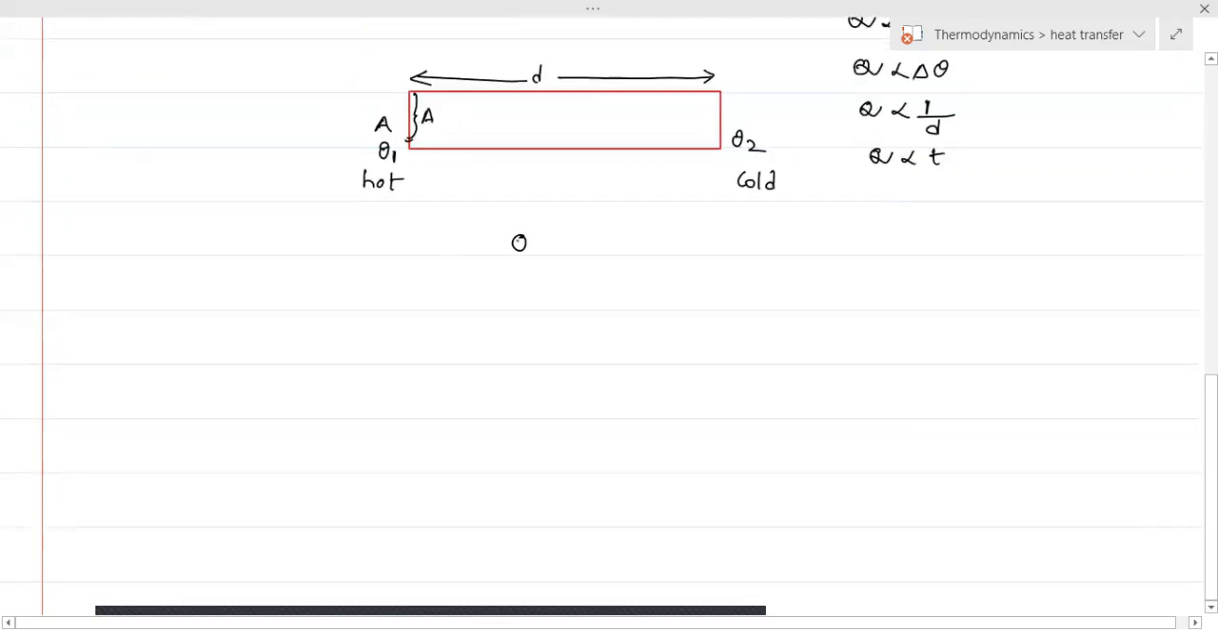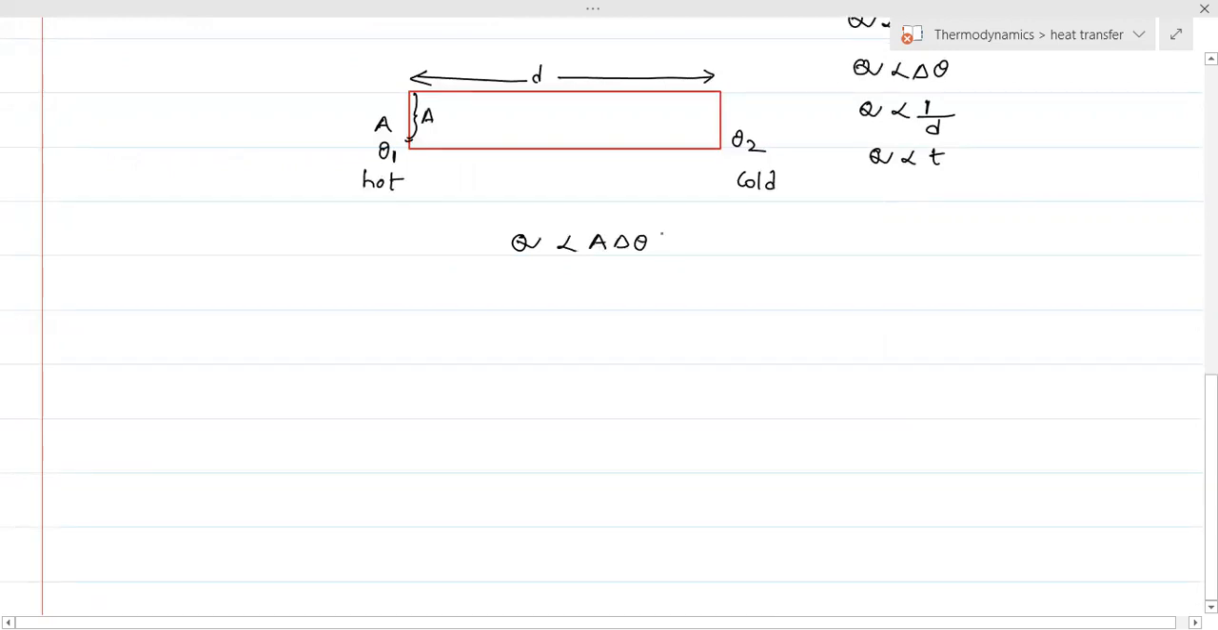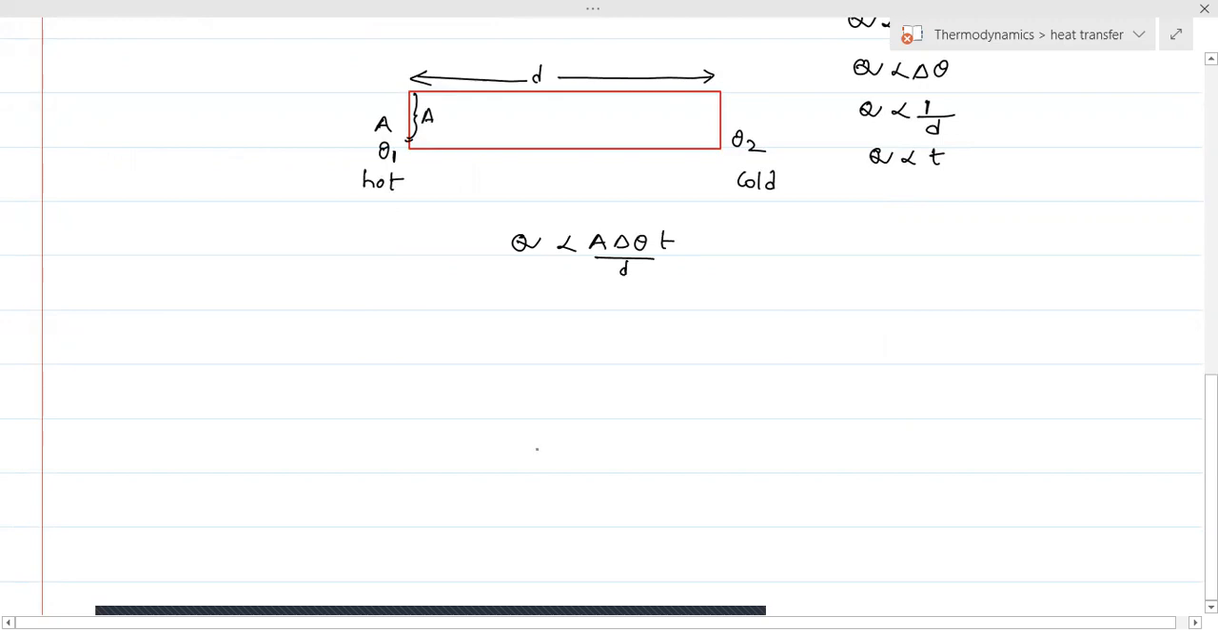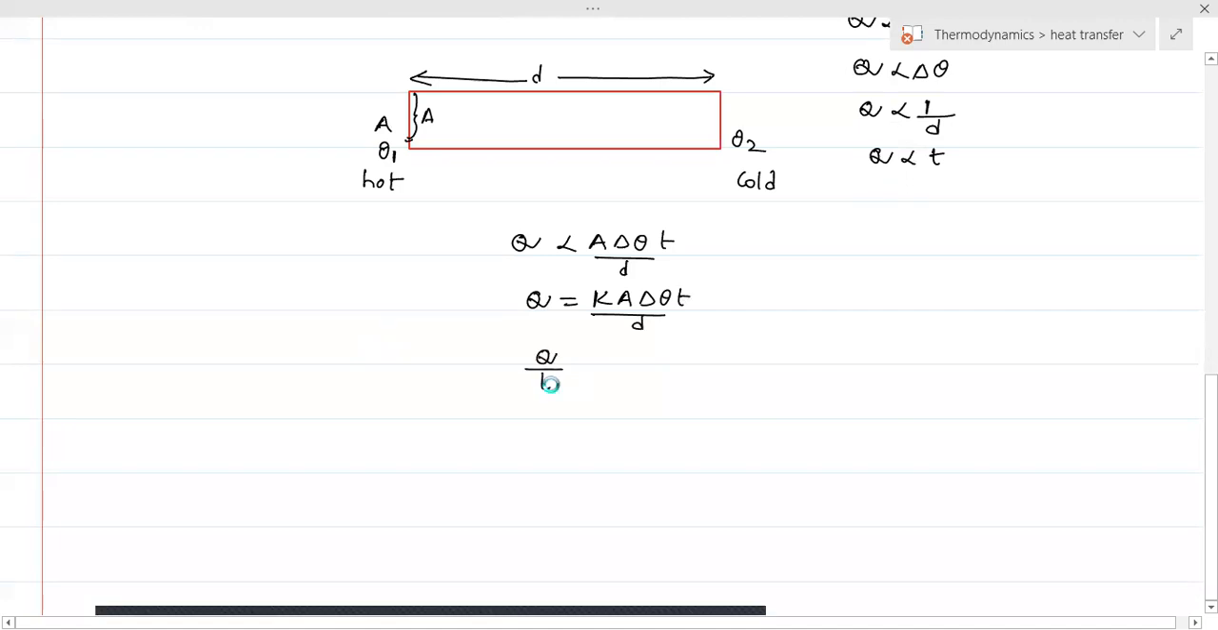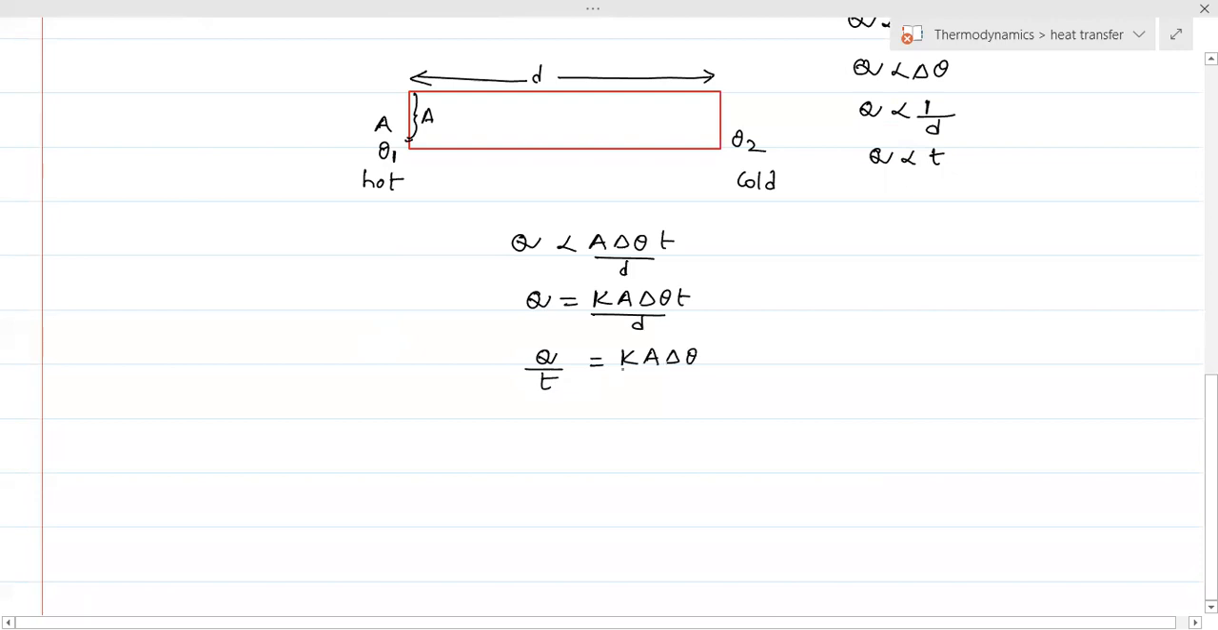After combining all these things, we are going to get A into delta theta into T by d. So we are removing the proportionality and placing a constant. So Q is equal to K into A into delta theta into T by d. So that is Q by T equal to K A into delta theta by d.